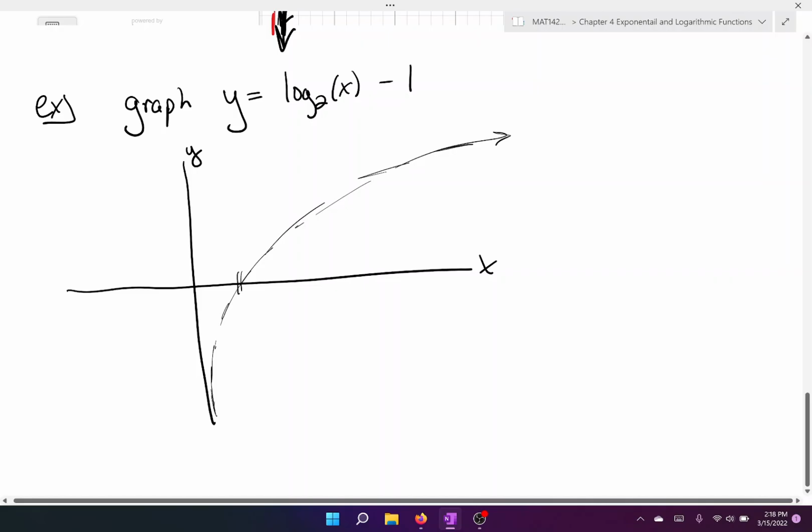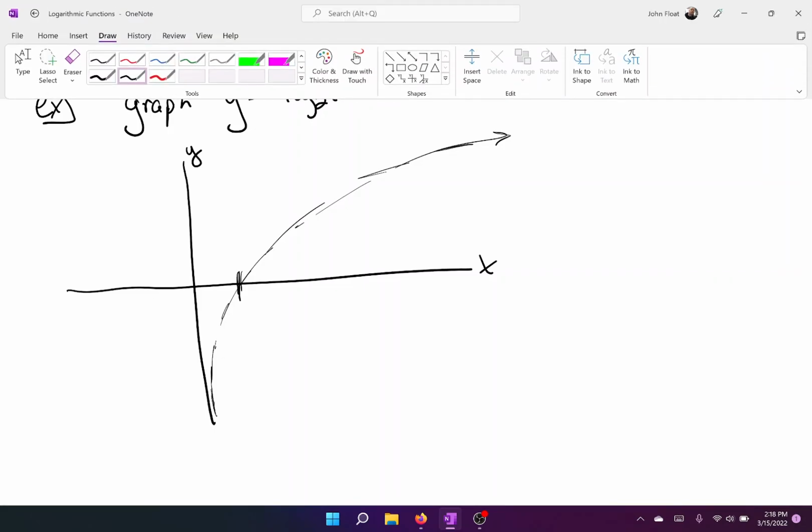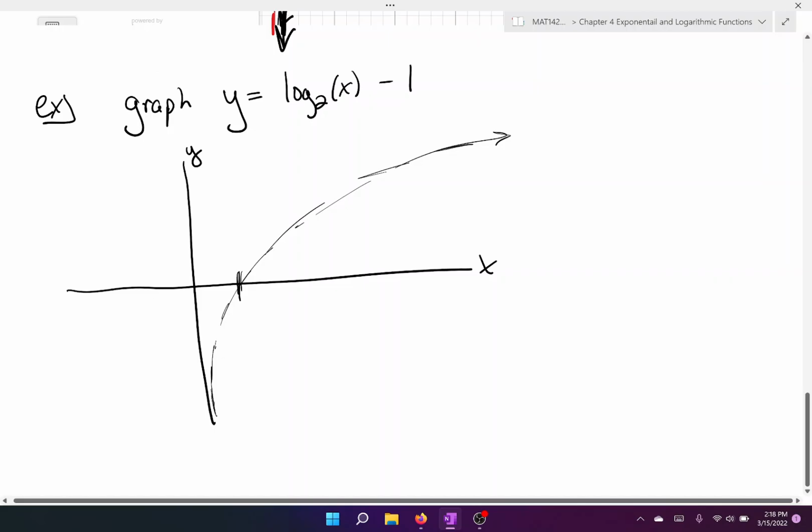Okay? Like that's what the parent function looks like. According to log base 2 of x minus 1, what I'm going to have to do is shift my entire log down 1 unit. So I'm no longer crossing at 1 comma 0. Now I'm going to be crossing at this point right here where I put that little plus sign. This is going to be the point 1 comma negative 1. So I still have basically the same general shape. It's just now it's going to look like this.